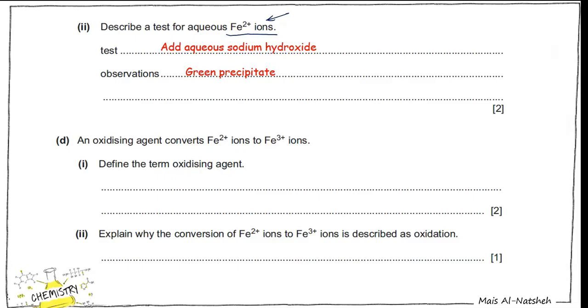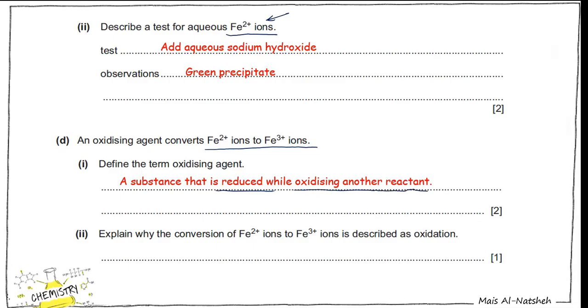Now, next part. An oxidizing agent converts iron 2 positive ions to iron 3 positive ions. Define the term oxidizing agent. Oxidizing agent is a substance that is reduced while oxidizing another reactant. So the oxidizing agent in a redox reaction is the one that is responsible for oxidizing the other reactant, but itself it will be reduced. So the first mark is to say that it is the substance which will be reduced, and the second mark stands for saying that it will oxidize the other reactant.